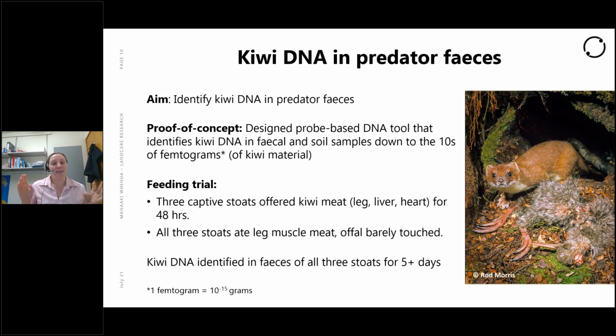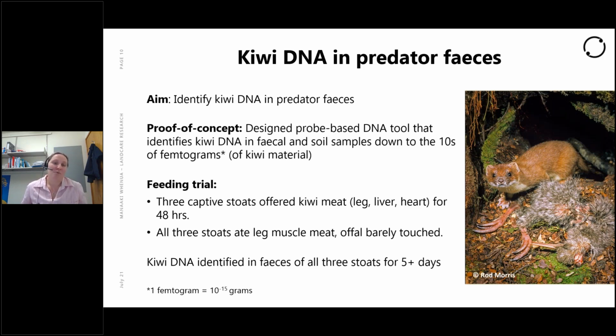And then we collected the scats from those stoats, and we were able to identify kiwi DNA in those scats for more than 5 days. So we actually stopped looking after 6 days, which turned out to be a little bit of a mistake. We thought that the DNA would have passed by then, but we were still getting a kiwi DNA signal at 6 days. So that's really exciting, and it means that you could potentially grab some scat from the wild, send it to us, and we would be able to tell you whether your stoats were eating kiwi.